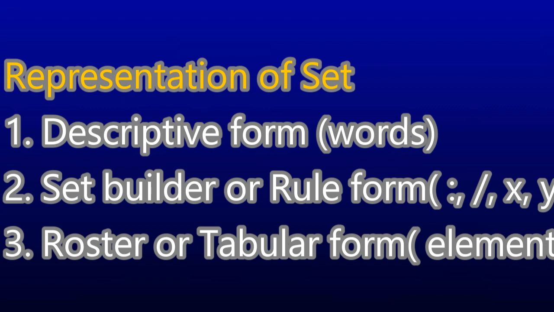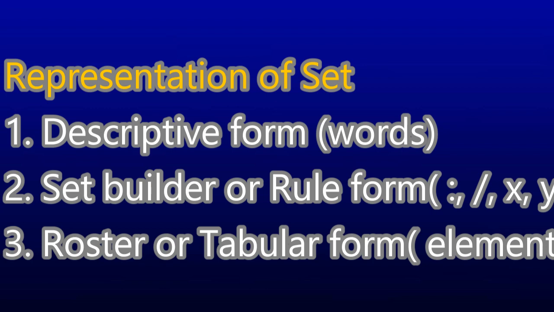In this form we have to follow some proper rules. That means we should use some standard symbol like x or y, and the "such that" symbol. So this is known as rule form. Next one is roster form. Roster form hints elements. Roster form is also known as tabular form. If the set is denoted by the elements, we can say that is roster form or tabular form. If you know these three representations, it is easy for you to do the remaining problems.